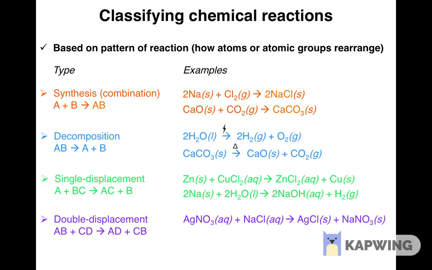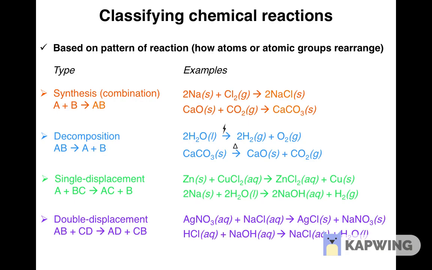Another example of a double displacement reaction is the neutralization reaction between hydrochloric acid and sodium hydroxide that leads to the formation of sodium chloride and water. Just like for the previous reaction, the cation from the first reactant, H+, displaces the cation from the second reactant, Na+, and combines with the anion from the second reactant, OH-, to form water.